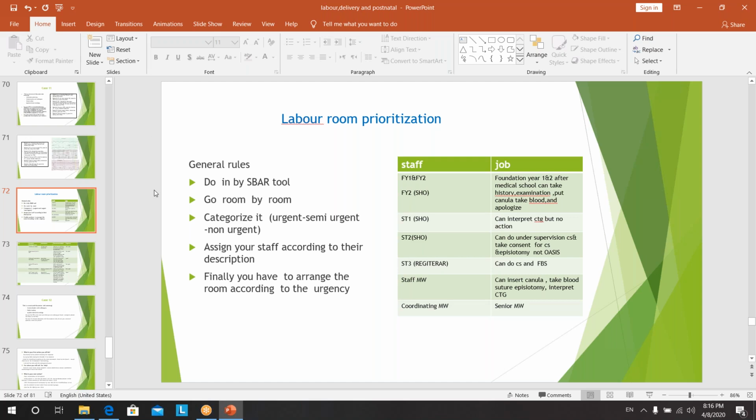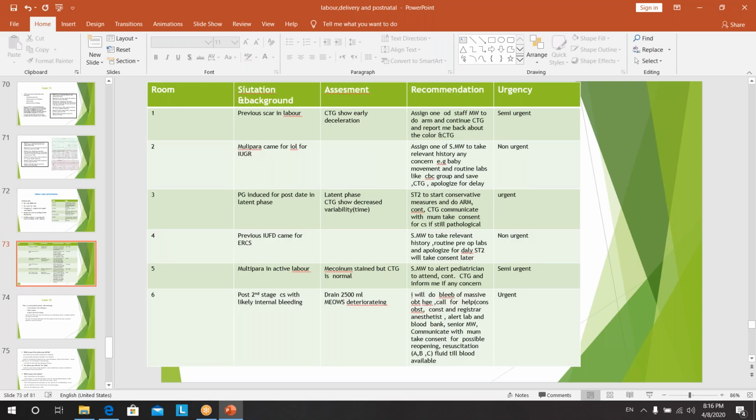Any question? Yeah, I always find this very difficult. Labor ward prioritization.